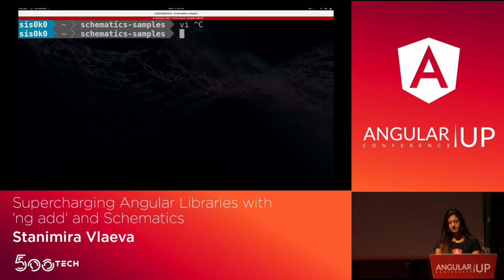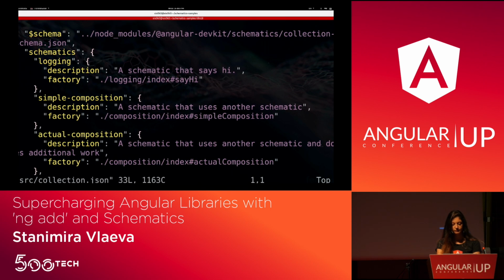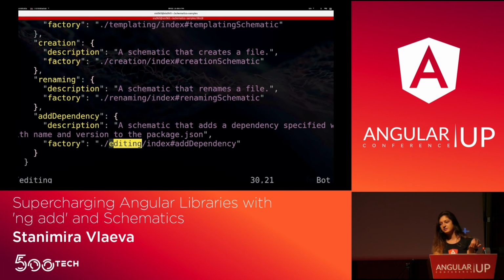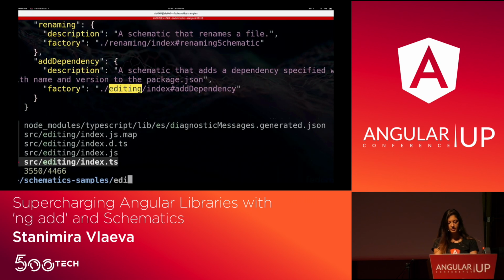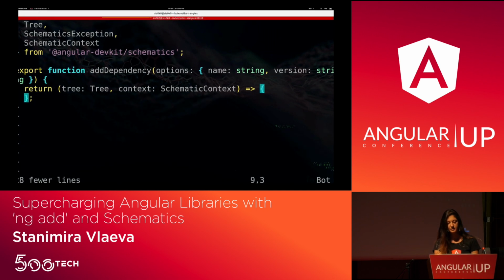Okay, so first of all, let's take a look at the collection.json file. I already have the schematics done because I have prepared just in case I fail with the live coding. So the name of the schematic is add dependency, and the factory is inside editing/index.js, and I have addDependency. This is going to be the name of the function. So you can open up that, and we have addDependency. So let's start from scratch by removing everything.